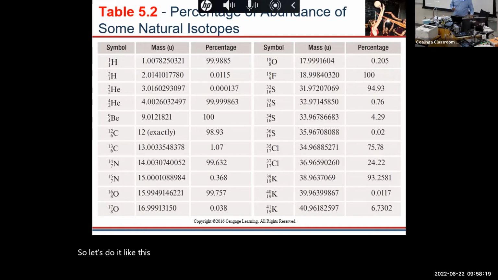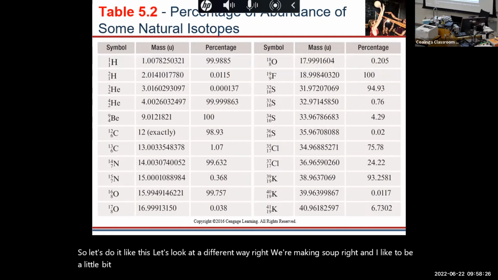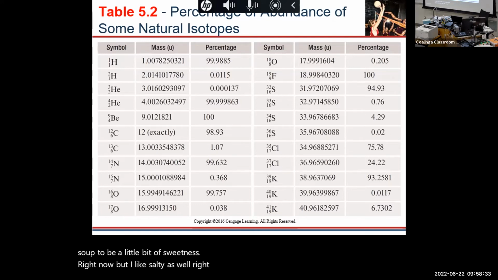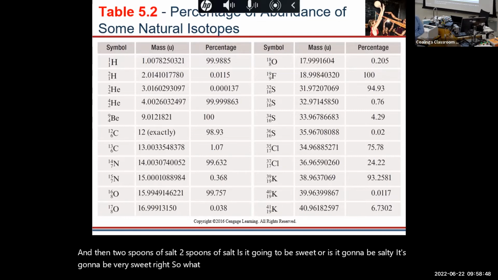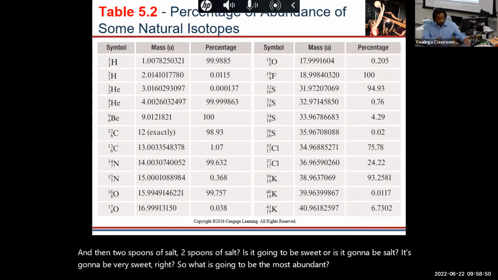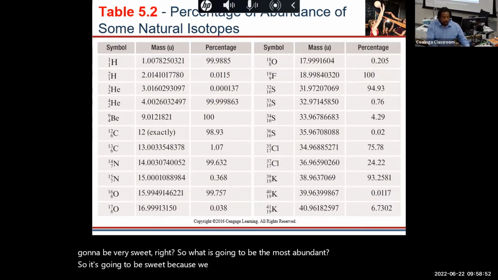Let's look at it a different way. We're making soup, and I like my soup to have a little bit of sweetness, because a little sweetness adds calories. Making chicken soup. But I like my soup salty as well. So if I put in 2 cups of sugar and then 2 teaspoons of salt, is it going to be sweet or salty? Very sweet, right? So what is going to be the most abundant? It's going to be sweet because we have more sugar in there than salt.